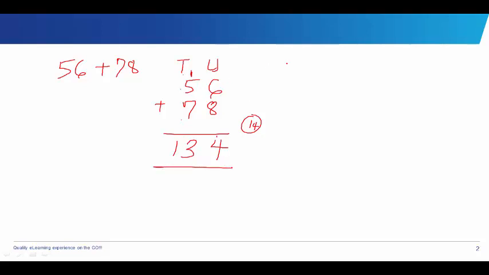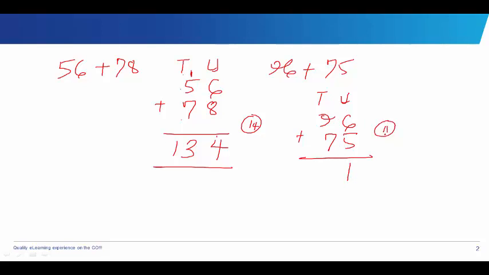Let me explain this again. Let's take another example. Let's say we have 96 plus 75. So we'll do our tens and units. 96 plus, always put your addition sign, plus 75. 6 plus 5 will give us 11. So we'll take 1, this one, and put it here. 1 plus 9 will give us 10. 10 plus 7 will give us 17. So our answer is 171.